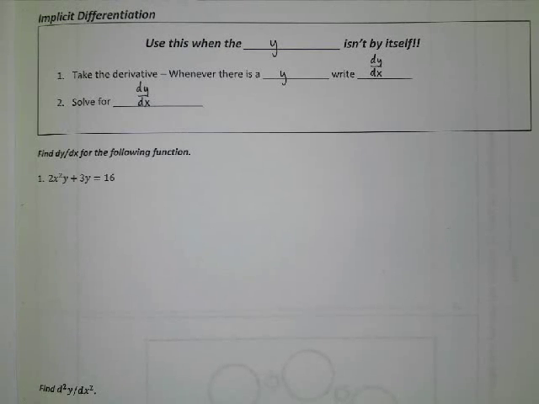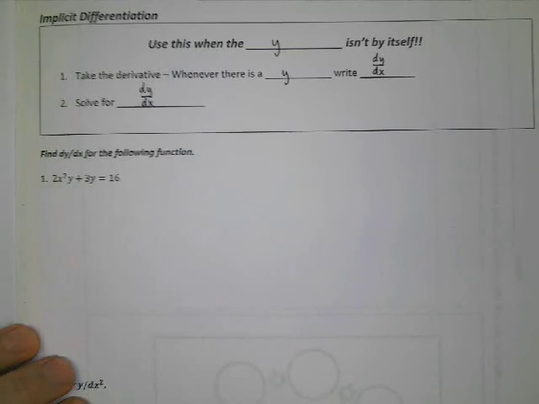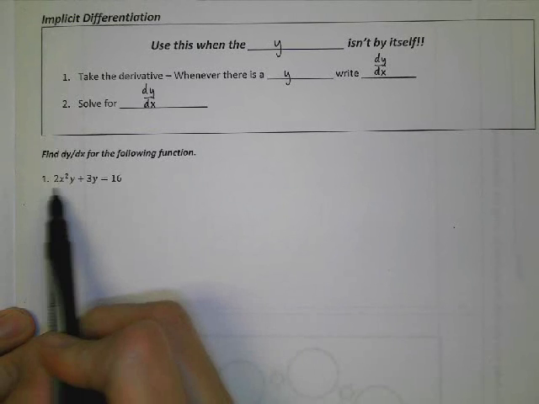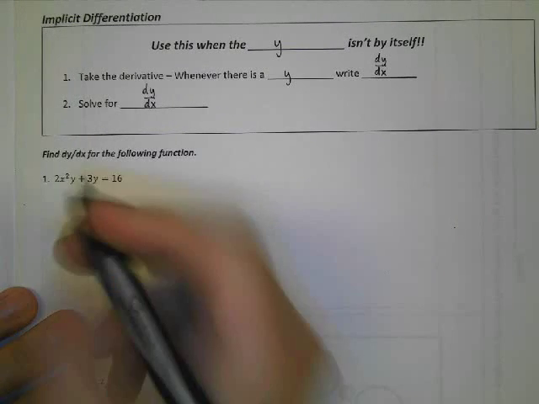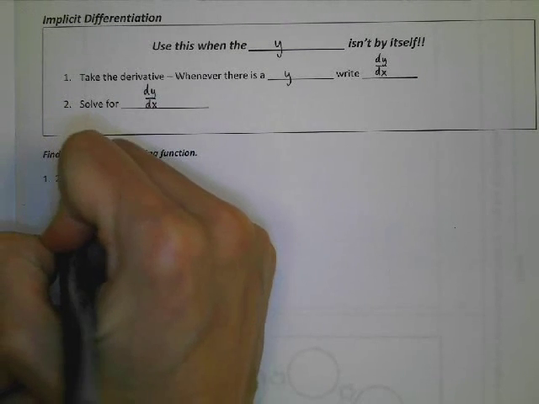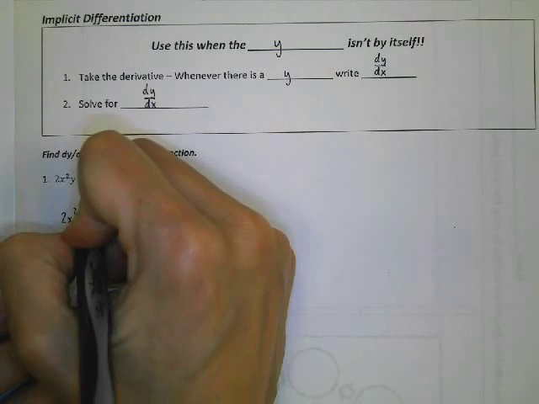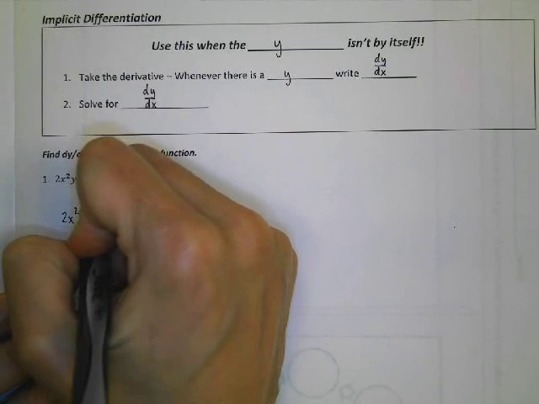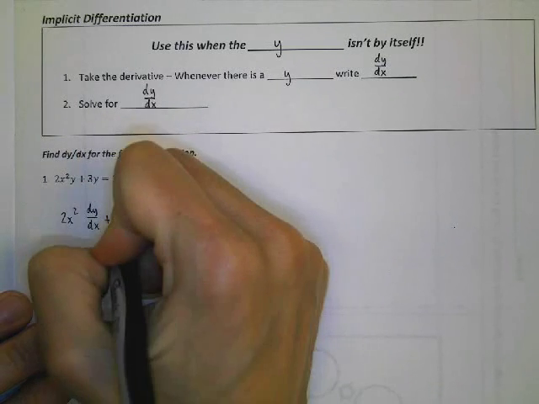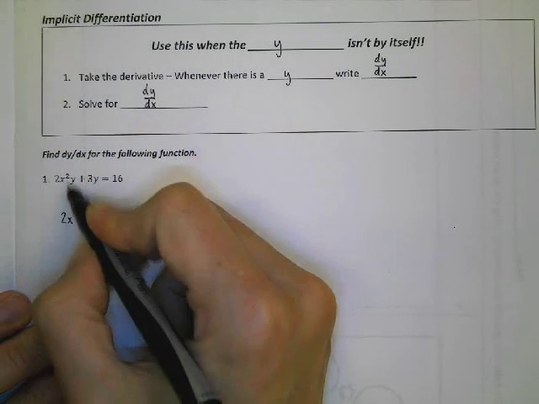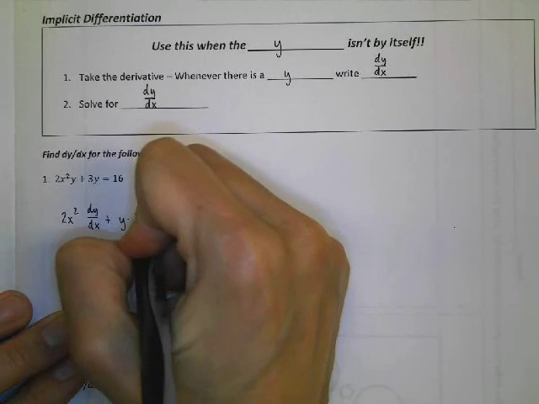So here we go. Find dy dx for the following function. Again, I note that y is not by itself, so I know I need to use implicit differentiation. Now in my first term here, I've got some product rule. So I'm going to do 2x squared times the derivative of y, which is just going to be our dy dx, plus y times the derivative of 2x squared, which is just 4x.